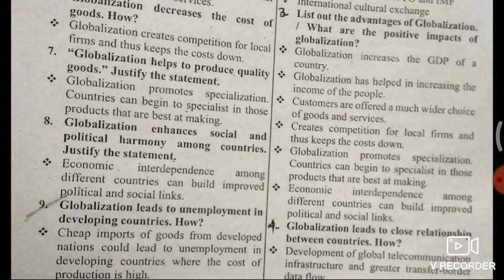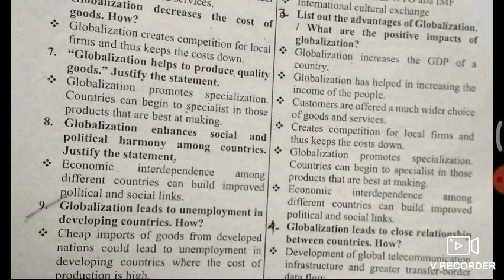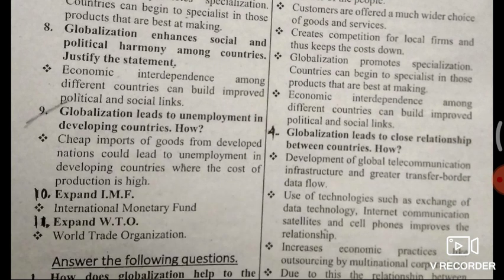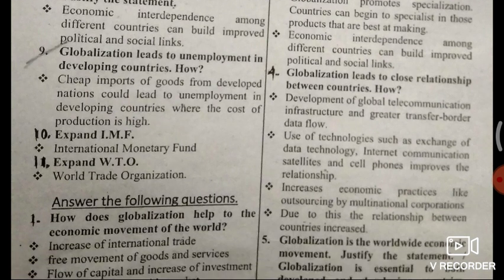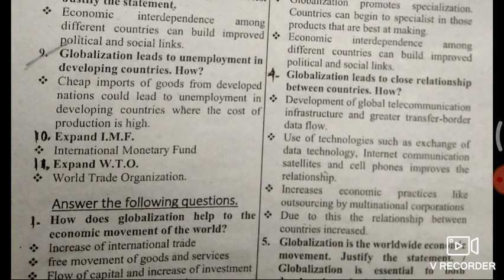Globalization promotes specialization, and countries can begin to specialize in those products that they are best at making. Economic interdependence among different countries can build improved political and social links. So this is about the positive impacts or advantages of globalization. Now let's move on to the fourth question in this lesson.